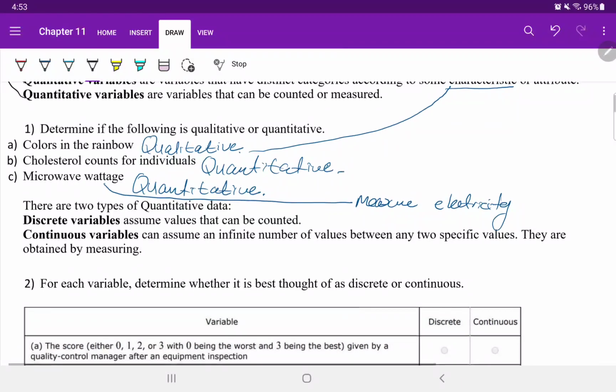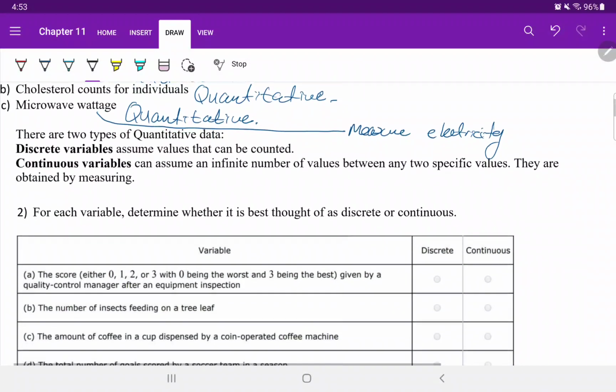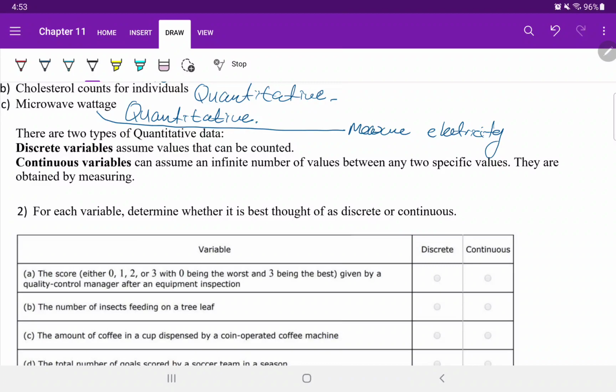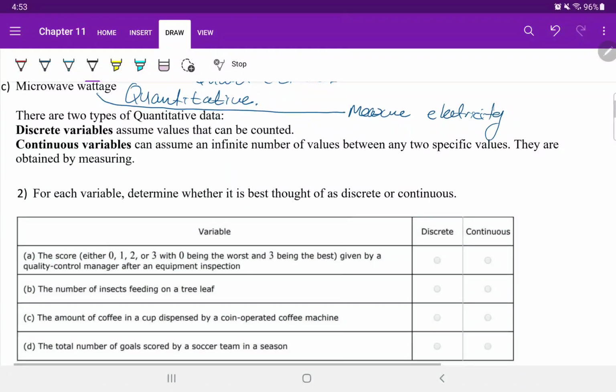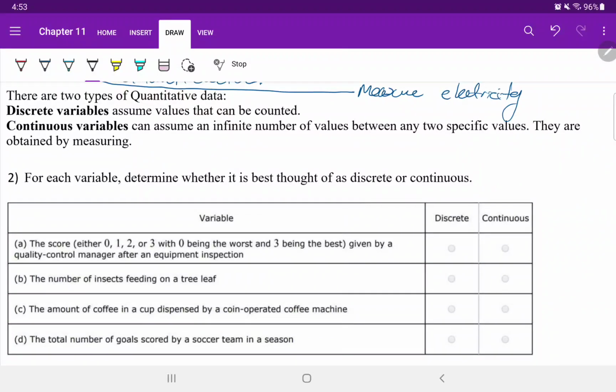So for number 2, for each variable, determine whether it is best thought of as discrete or continuous. A, the score, either 0, 1, 2, or 3, with 0 being the worst, 3 being the best, given by a quality control manager after an equipment inspection. A score is obtained by counting. Because we are counting, that is discrete.